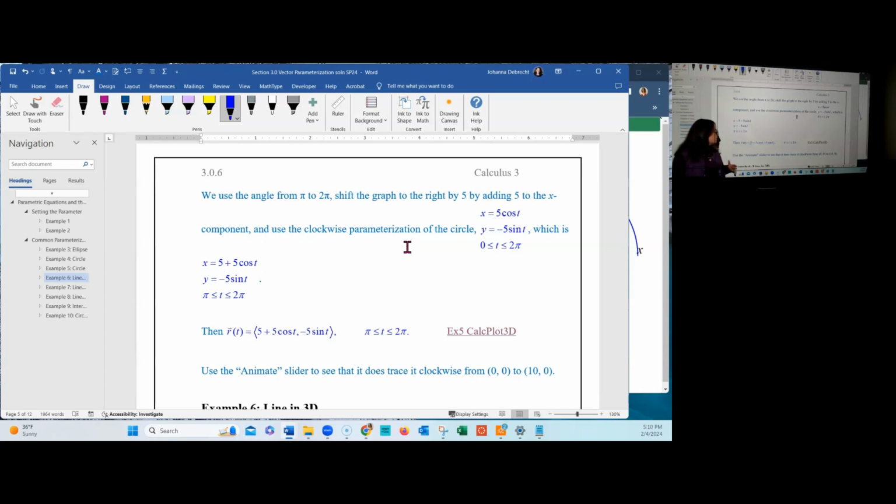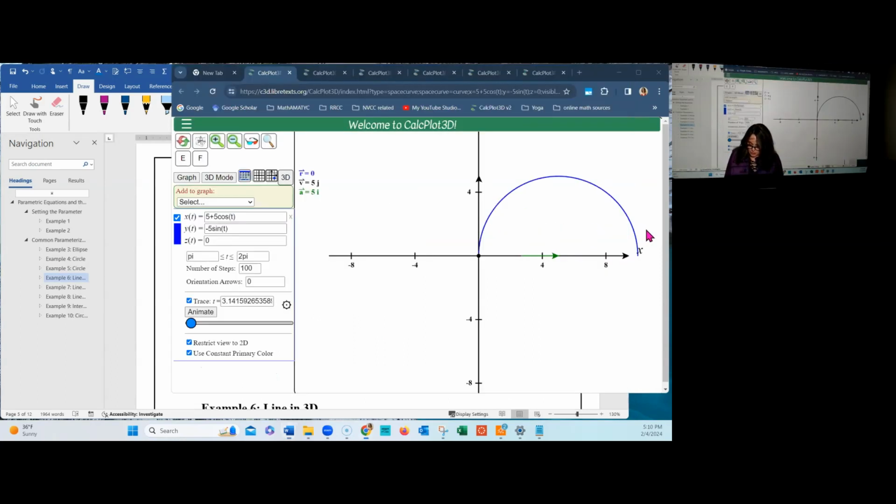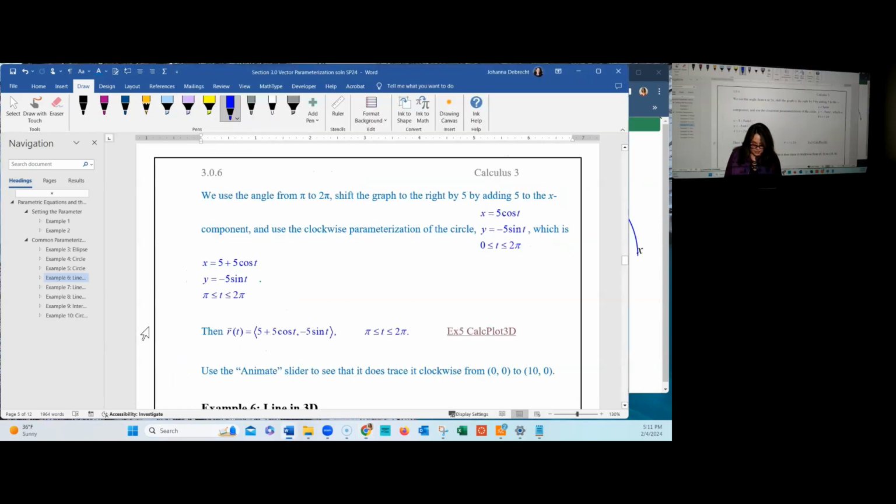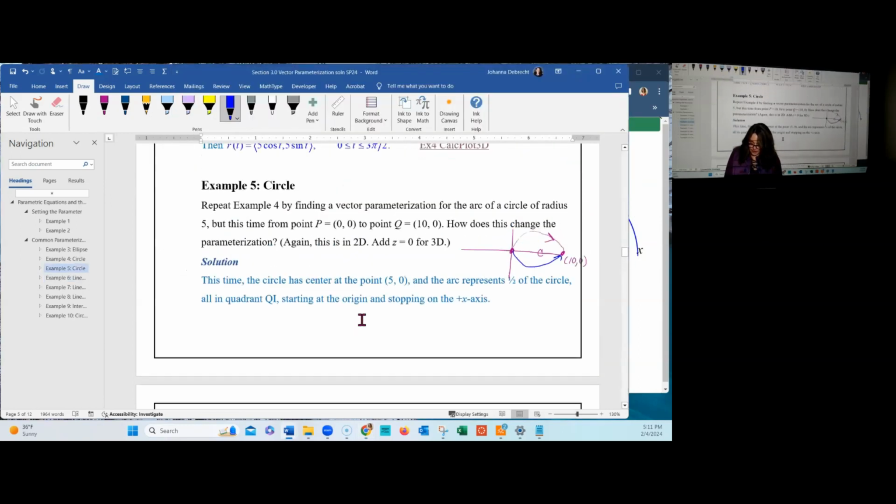Now, if I look at this one, this will give me the upper half, which we can see right here. And again, I've got it going between pi and 2 pi. So you can see right here that this is pi to 2 pi, and I've got the parameterization here. And when I trace it, notice it starts at the origin and goes counterclockwise and stops right there at 10, 0, right? Now, what would I do if I were doing the blue curve on the bottom?